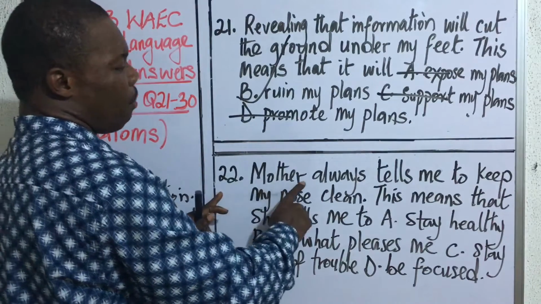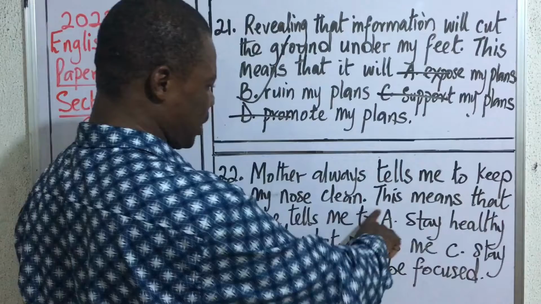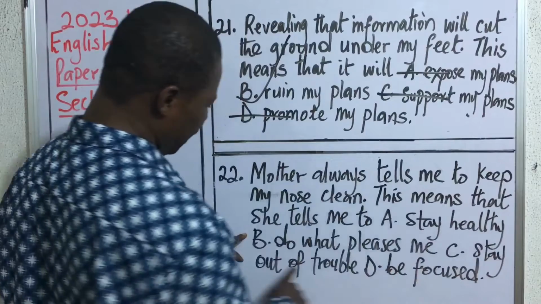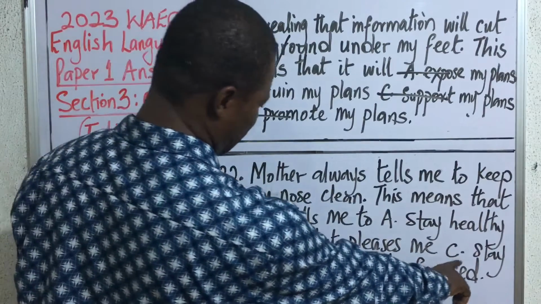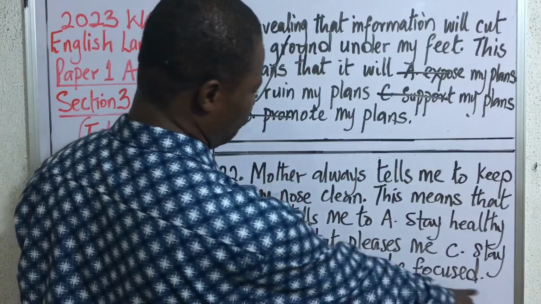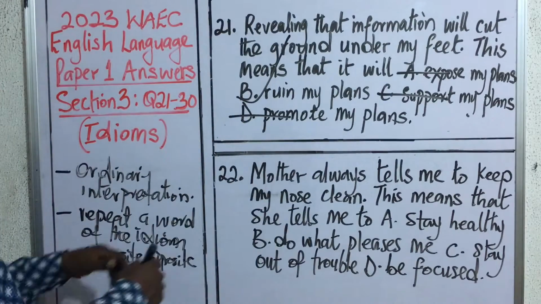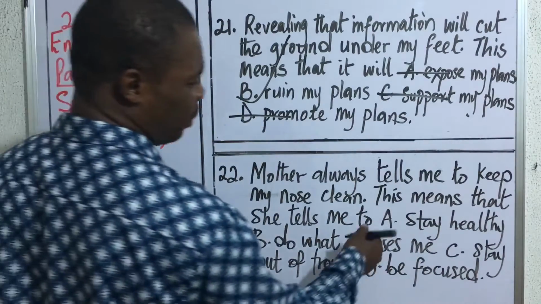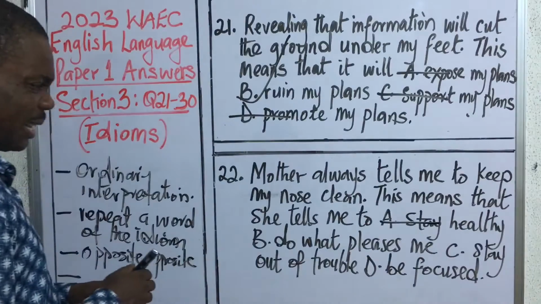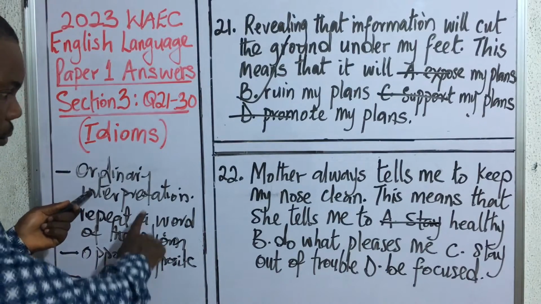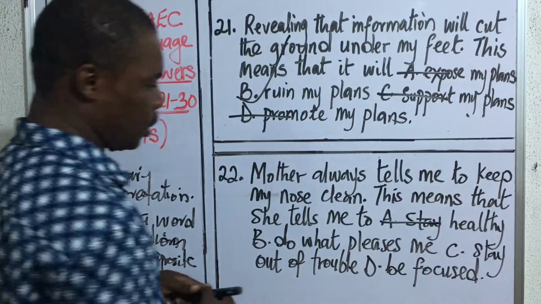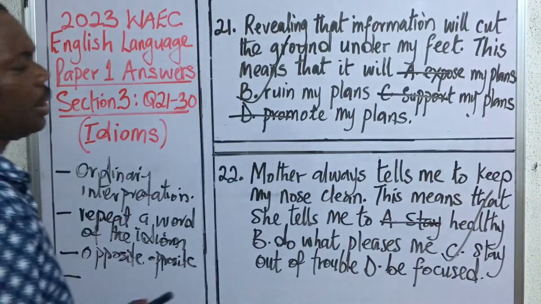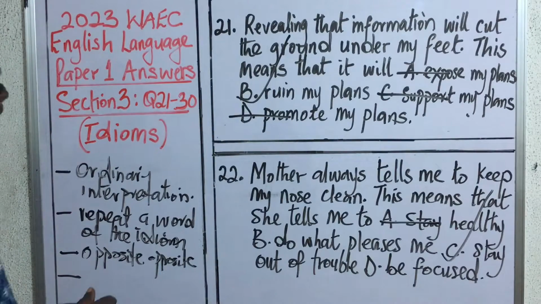Question 22. Mother always tells me to keep my nose clean. This means that she tells me to A. Stay healthy, B. Do what pleases me, C. Stay out of trouble, D. Be focused. Good. So the context of this expression now is keeping your nose clean. If you look at staying healthy, it looks like an ordinary interpretation. Like we said, you have to be careful of ordinary interpretations when you're handling idioms. But the answer to this question is stay out of trouble. That is what it means to keep your nose clean.